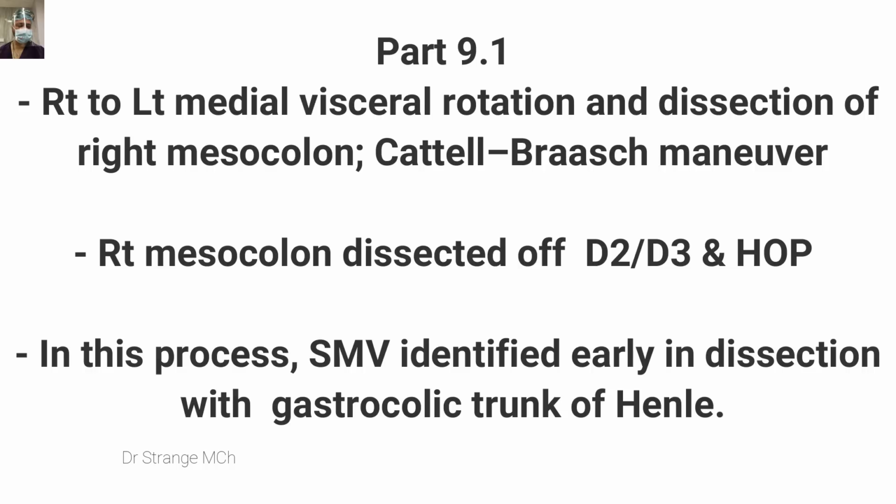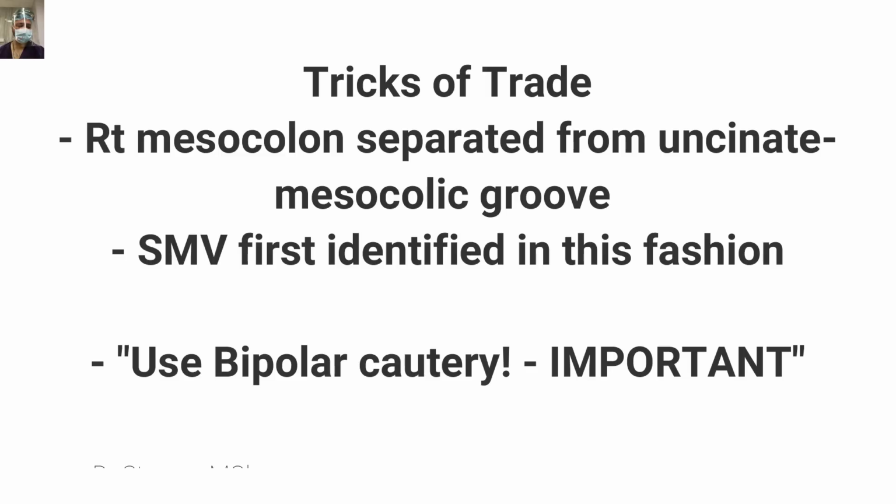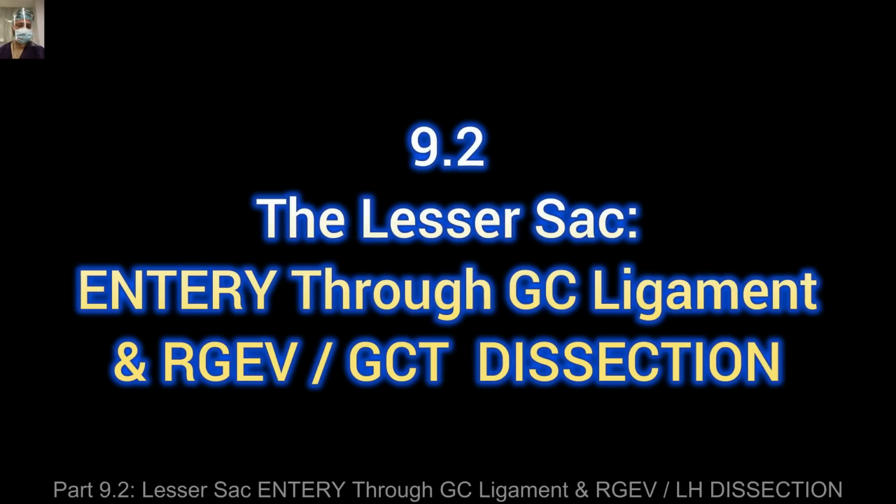So basically, the first part after the Kocherization will be identification of the SMV, that will be the infrapancreatic SMV from the right approach. So the trick of the trade for you guys is that the right mesocolon is separated from the uncinate mesocolic groove. Remember this. So we are basically lifting the mesocolon off the uncinate and mesocolic groove, and as you lift it just below at the junction at the D3 part, you will encounter the SMV.